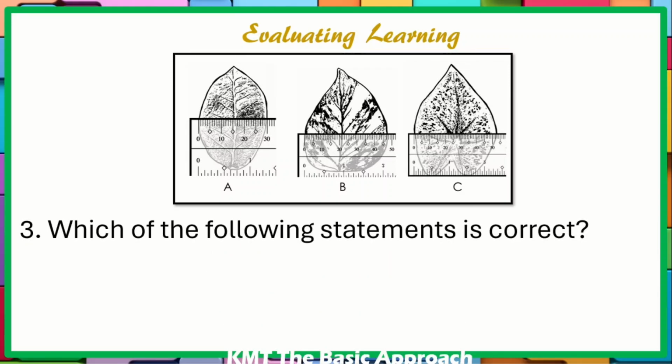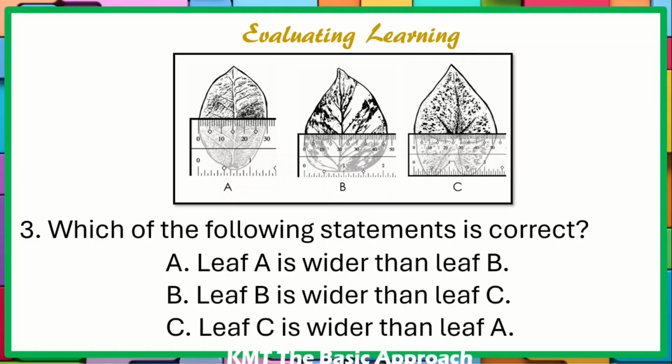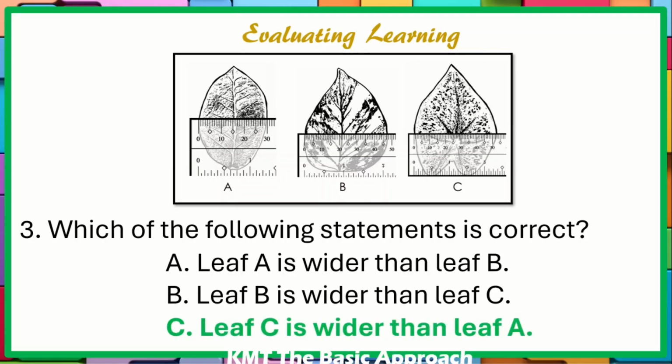Number 3. Which of the following statements is correct? A. Leaf A is wider than leaf B. B. Leaf B is wider than leaf C. C. Leaf C is wider than leaf A. What is the correct answer? Very good! The correct answer is C. Leaf C is wider than leaf A.